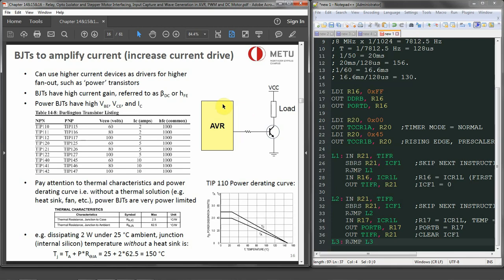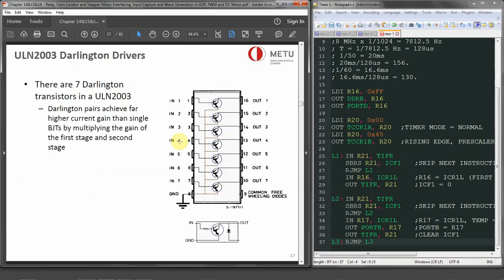So you can find different ICs on the market and you can use them, but you have to be careful. On the other hand, there's an alternative method which is known as Darlington. So Darlington transistors or Darlington pairs, which we have as Darlington drivers, and inside of those Darlington drivers we have Darlington transistors. A Darlington pair is two transistors acting as a single transistor but with a much higher gain.